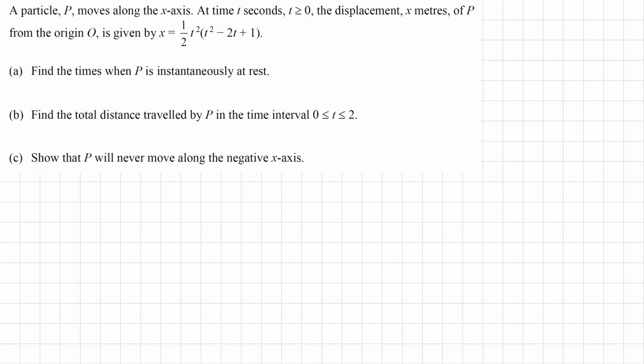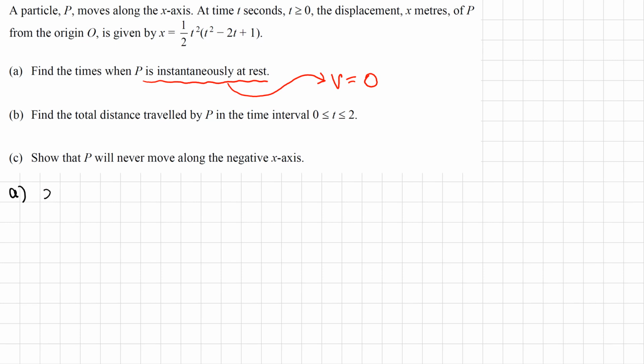So the first thing to note is that when something is instantaneously at rest, it means that its velocity is equal to 0. So we need to find that velocity, which means differentiating the displacement function. That means finding dx/dt. Before I do that, I'm just going to expand these brackets, to make it a little bit easier to differentiate.